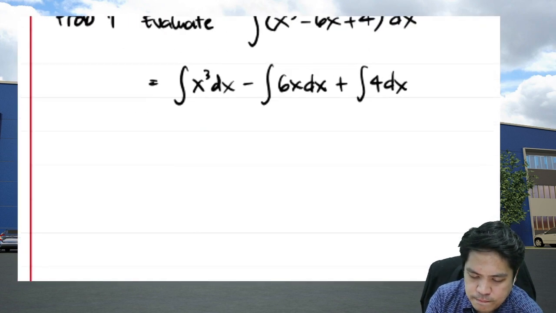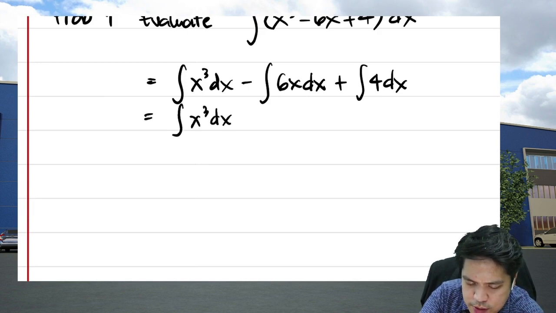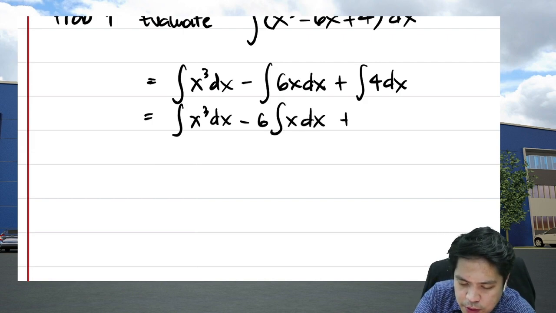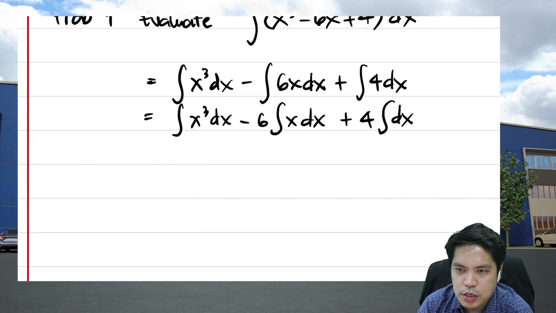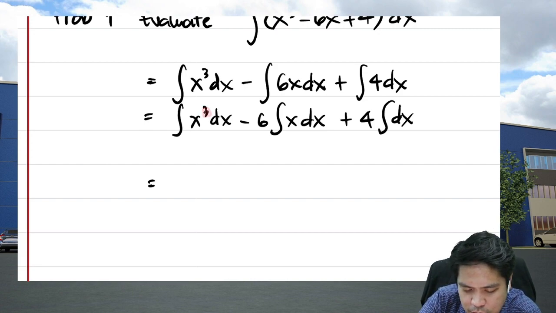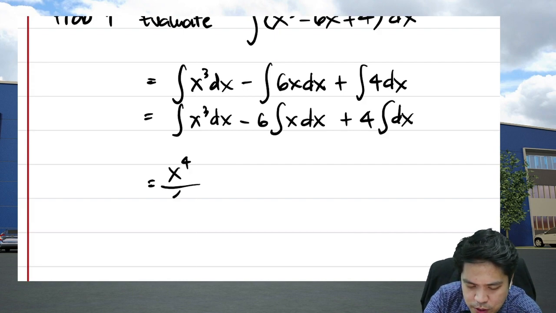Okay, ayan. So to rewrite this again, that would be the integral of x cubed dx minus 6 integral of x dx, because 6 is constant, plus 4 times the integral of dx, because 4 is constant. And from here, what is the integral of x cubed? That would be x, yung n natin dito is 3. So that would be x raised to n plus 1 over n plus 1. So this would be x raised to 3 plus 1 over 3 plus 1.